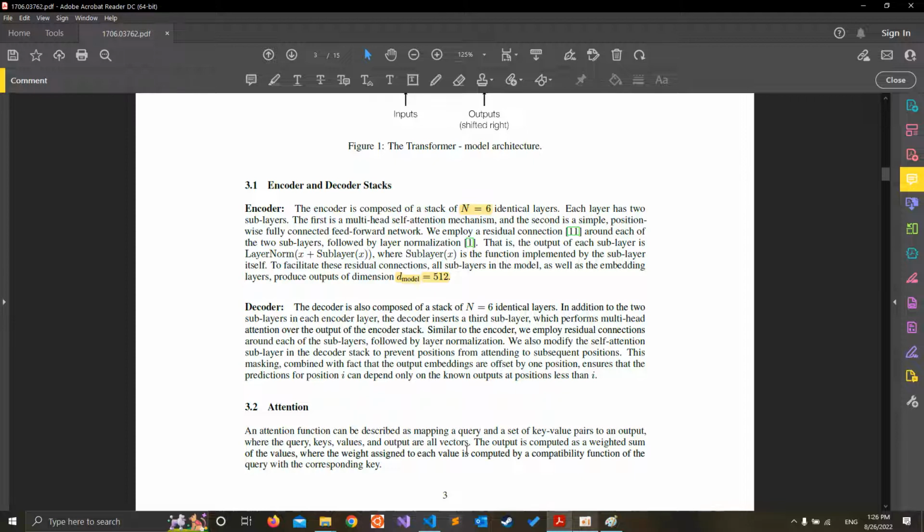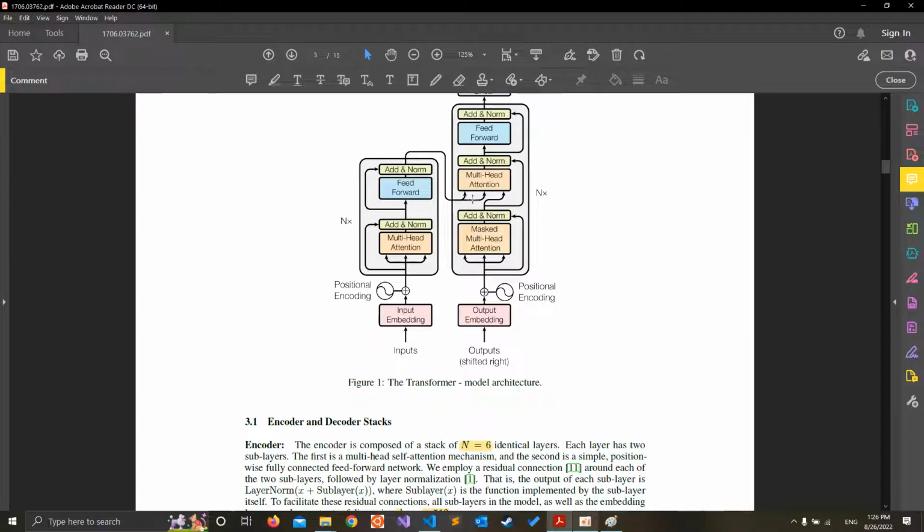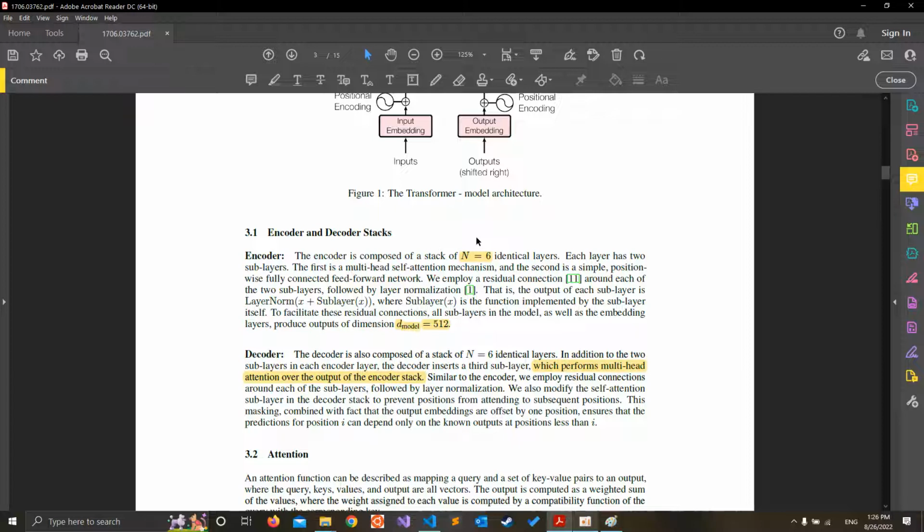The decoder is also composed of a stack of N equals 6 identical layers. In addition to the 2 sublayers in each encoder layer, the decoder inserts a 3rd sublayer, which performs multi-head attention over the output of the encoder stack. So, as we said, we're passing this as well. The output of the encoder stack is fed to this multi-head attention. Similar to the encoder, we employ residual connections around each of the sublayers, followed by layer normalization.